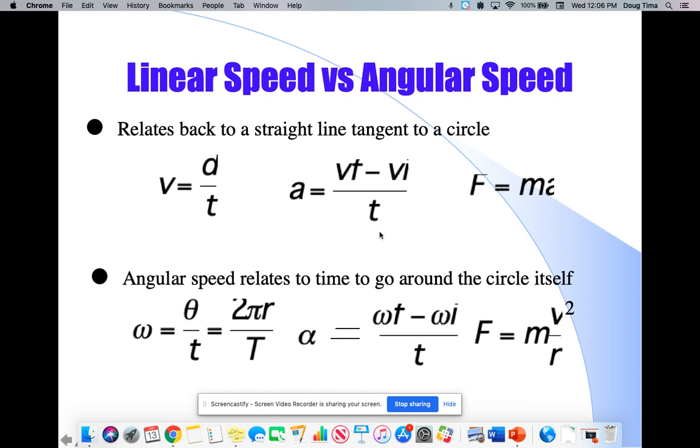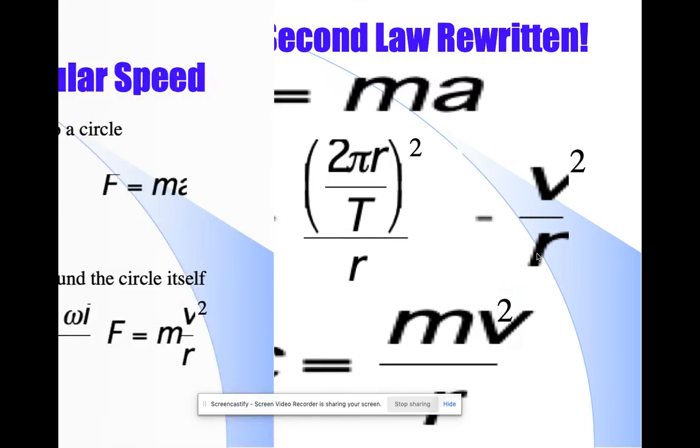Acceleration is a change in velocity over time. Well, if we know that this is velocity, then acceleration on a circle is just the angular velocity final minus the angular velocity initial divided by the time. And then finally, we have force equals mass times acceleration, which we know. But what is acceleration? Acceleration is velocity squared over the radius, which we're getting to. So we substitute that in. Those are important equations for you to use.